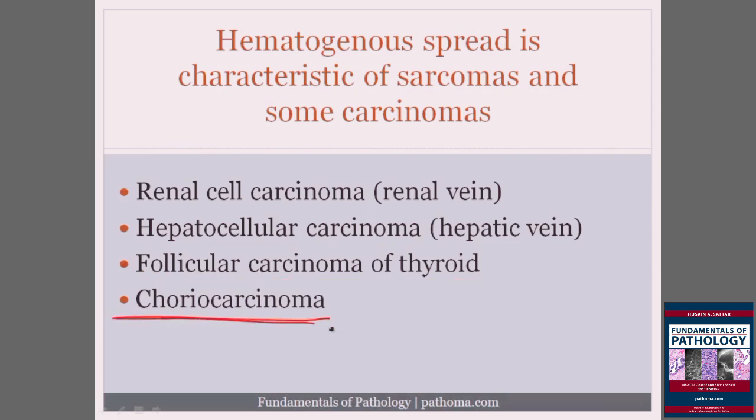Choriocarcinoma is really easy to remember. What is choriocarcinoma? Choriocarcinoma is a malignancy of placental tissue, in particular the cells that line the villi of the placenta. Those cells are called trophoblasts, so choriocarcinoma is a malignancy of trophoblasts. And guess what trophoblasts are designed to do by their nature? They're designed to find a blood vessel and invade into it. In fact, that's the job of the placenta. So I don't think it's too hard to remember that choriocarcinoma is going to go into the blood and spread hematogenously, because that's what those cells are programmed to do to begin with.